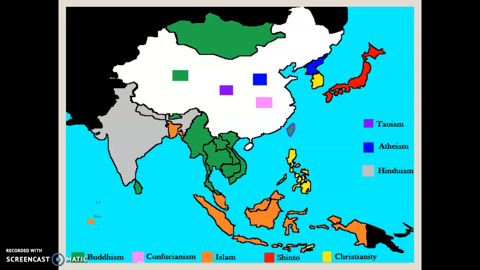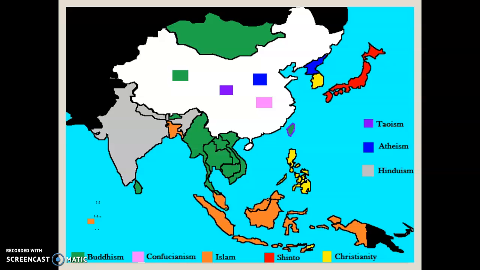So if you can color code your map on the back side of the map that we labeled with the country names, there are 3 countries that are Christianity, 1 that is Shinto, a lot are Buddhists, okay? Mongolia, Bhutan, Sri Lanka, Thailand, Myanmar, Laos, Cambodia, Vietnam, Singapore. Some are Islam. A couple are Hinduism, India and Nepal.